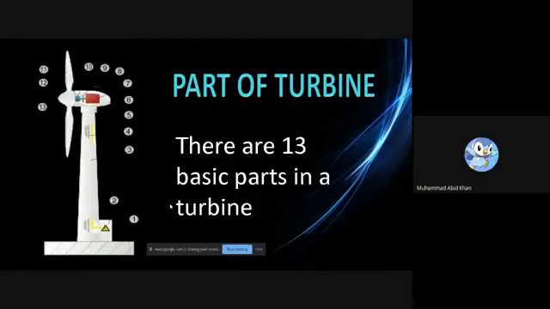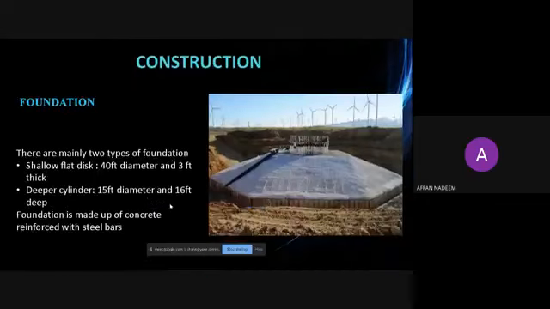Okay. So let me give you a brief in my presentation on how electricity is produced. First, we come to the construction, the foundation. There are mainly two types of foundation: a shallow flat disk, which is 40 feet in diameter and 30 feet thick, and a deeper cylinder, 15 feet in diameter and 16 feet deep. The foundation is made of concrete reinforced with steel bars.